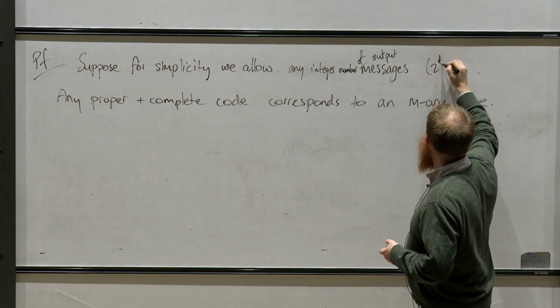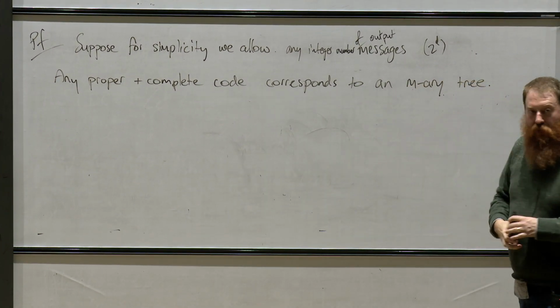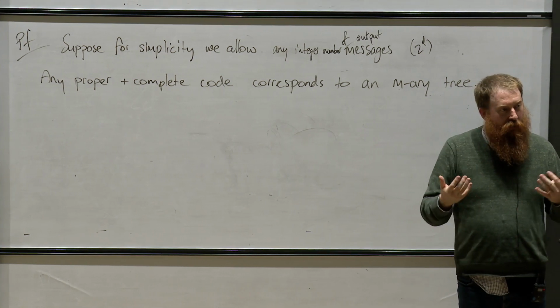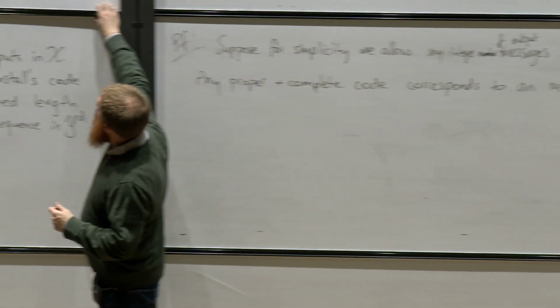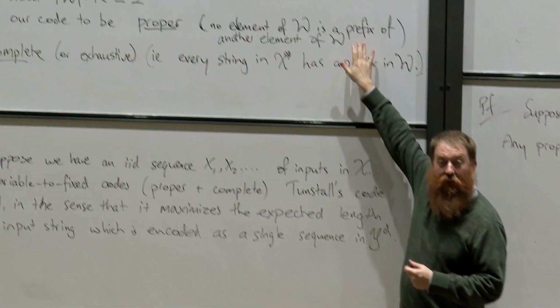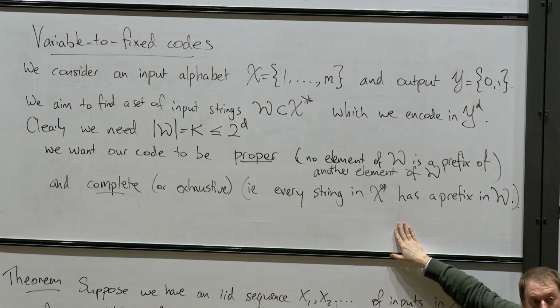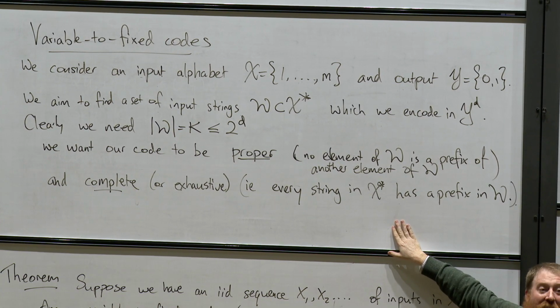So 2 to the d. Any proper and complete code corresponds to an M-ary tree because you have to always be able to decide what's the next character I'm going to try and encode. So because it is proper, it's a tree, and because it's complete, it must be M-ary. Because if you're going to append something, you have to be able to append all M options for what the next character could be.